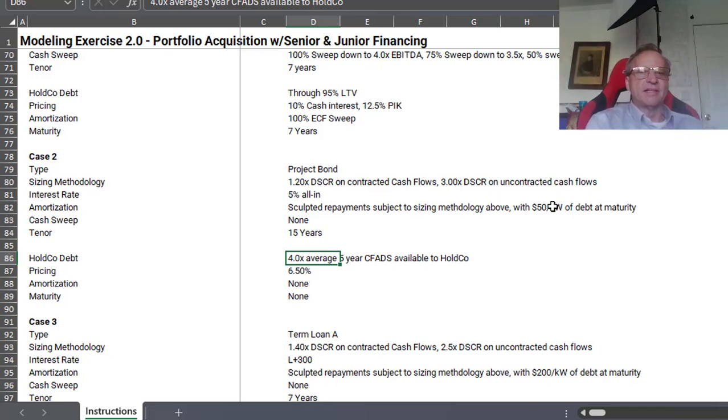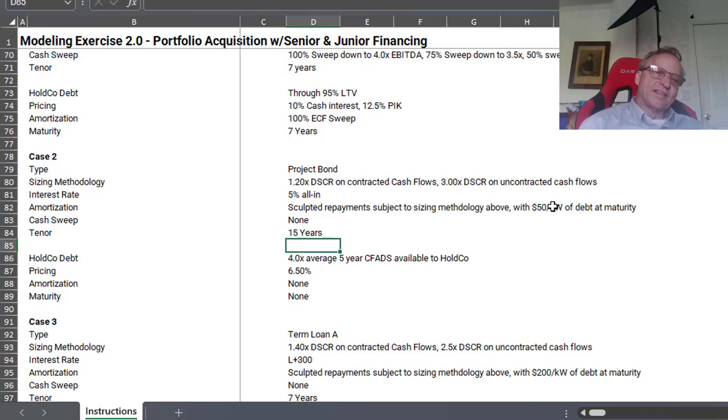It almost has to be. Or is it just the dividends that's after the debt? And you could call that CFADS available to the holding company. And I suppose you'd have to define that. And then they have a pricing, which is a higher interest rate, not that much higher.